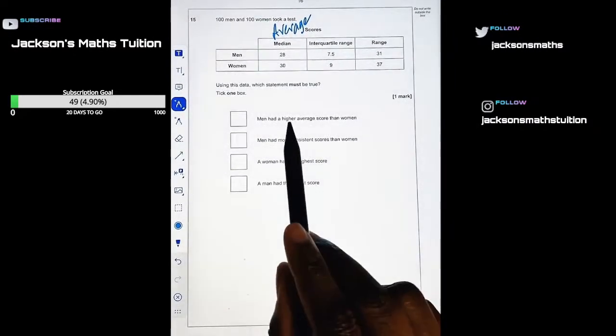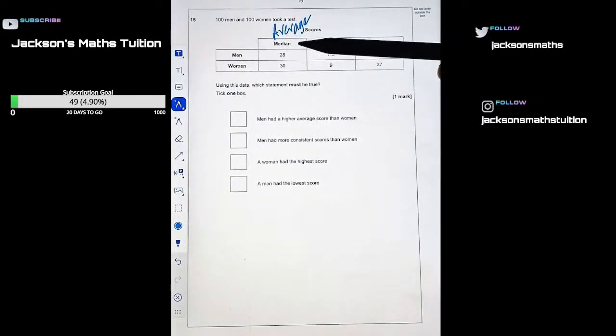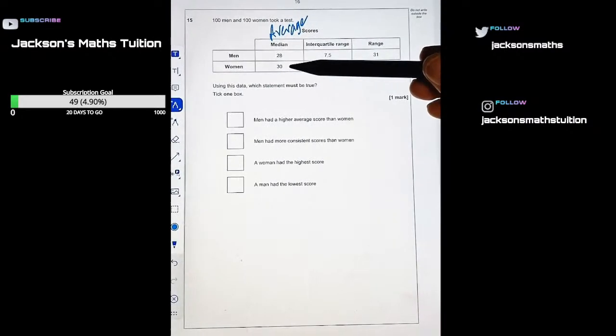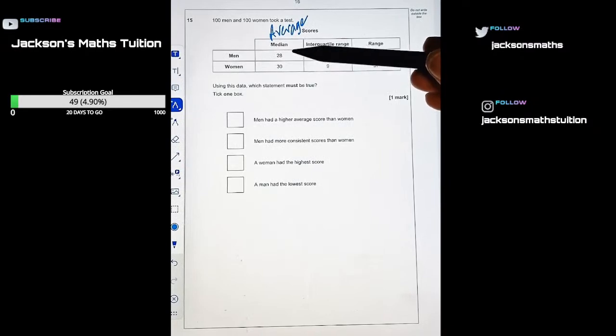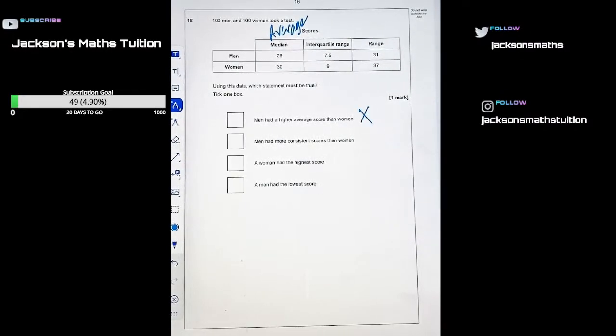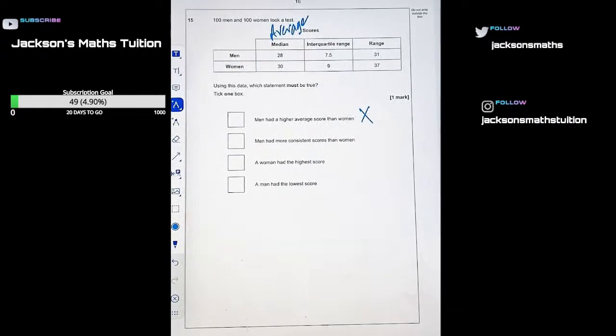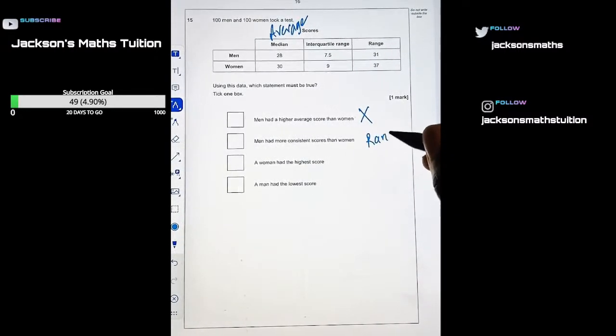So if they're talking about average score for the first one, we're looking at the median, okay? And we definitely can see that the women had the highest average score here because they had 30 and the men had 28. So it can't be this one. Now, if we're talking about the consistency of the score, you're looking at how closely packed the data is or how close the numbers are together. And for that, you need to look at the range, okay? So we're going to look at the range for this one. And this one is the median we just did. So the range tells you how wide or how closely packed the data is.